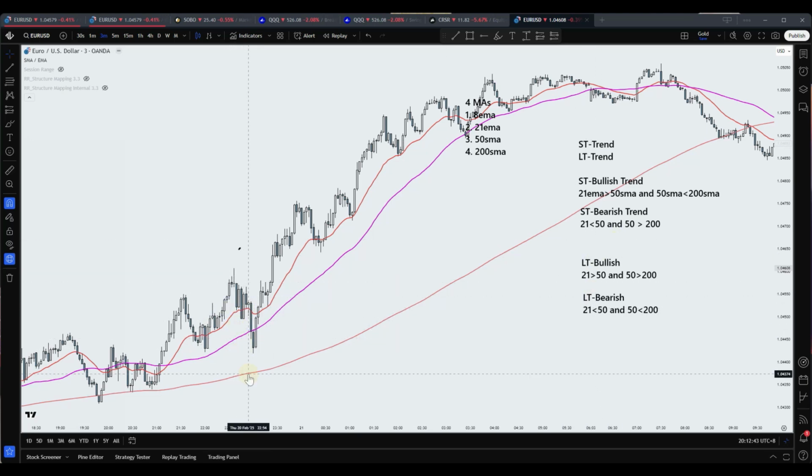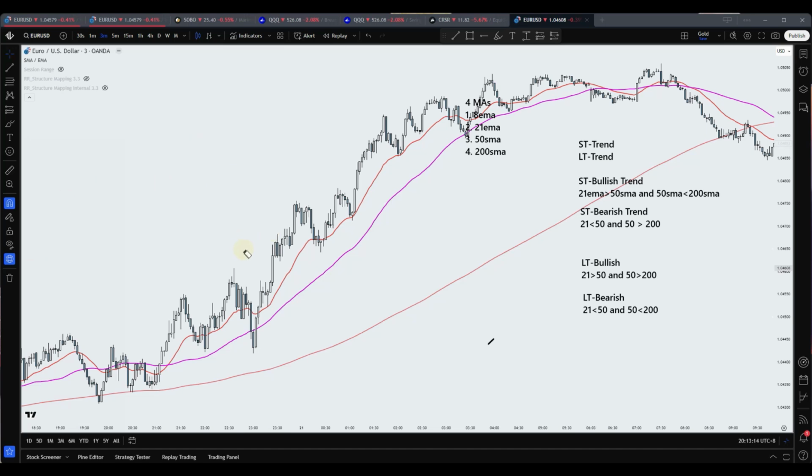21 is above the 50, 50 is above the 200. Why would you think, okay, this is the change of character, or let's say something like this, and you say, okay, now I'm going to sell into this zone? You see that someone tried to sell. Just imagine this is the result when they don't understand how the system works, and how many people are trying to sell the longer term bullish.